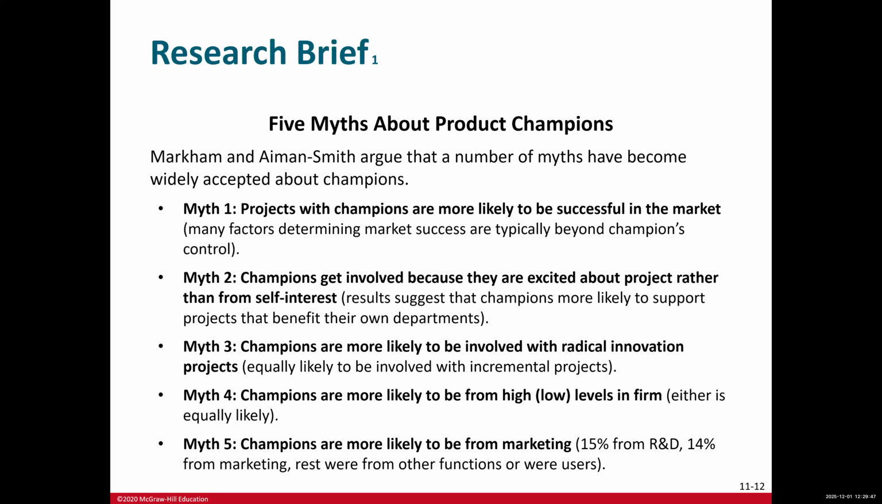Number 5, champions are more likely to be from the marketing department. As you can see, the numbers in the stat there. While we might assume that champions are most likely from the marketing department, why? Because they just want to promote everything. The reality is that only 14% of champions come from marketing. A substantial portion, 15%, come from R&D, and the rest from other departments that we have in the organization.